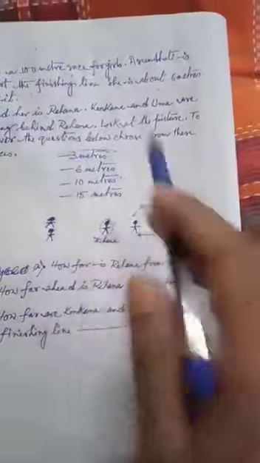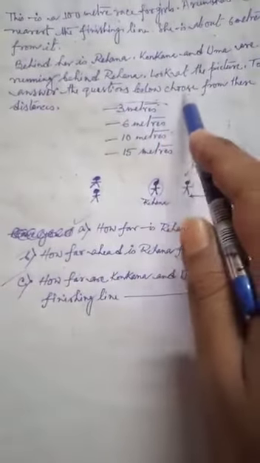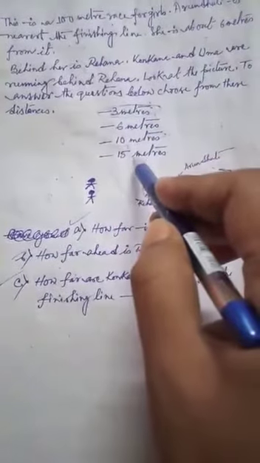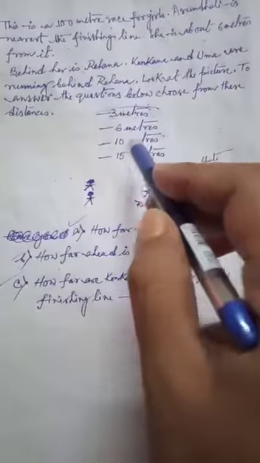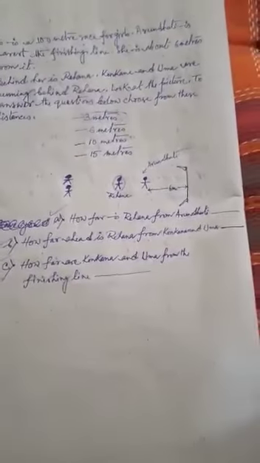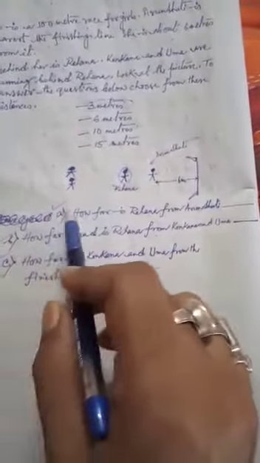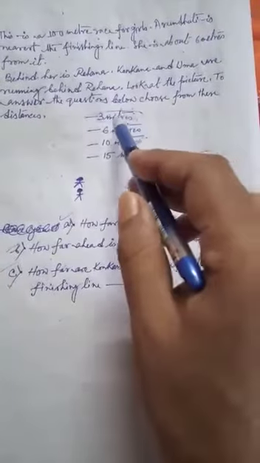To answer questions A, B and C, we have to choose from these distances below. The options are 3 meters, 6 meters, 10 meters and 15 meters. We have to answer these questions with the help of these options.